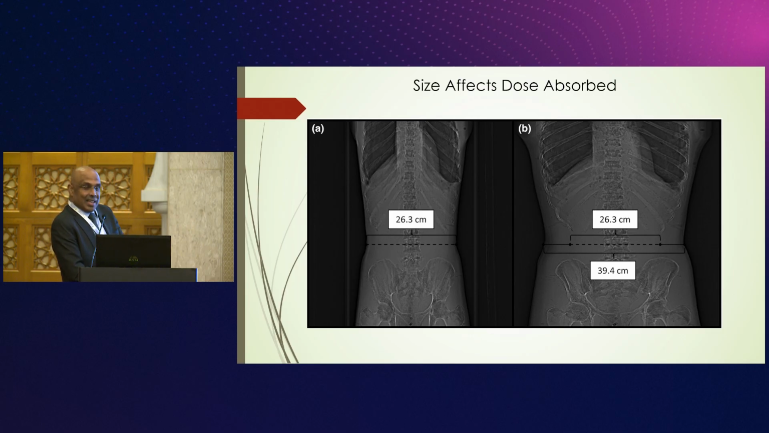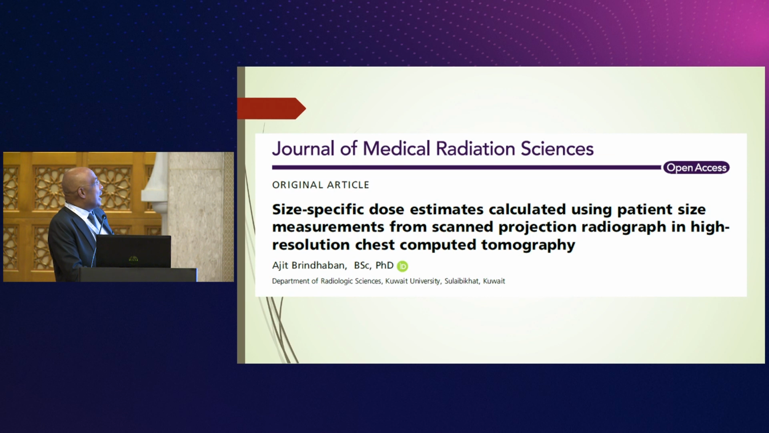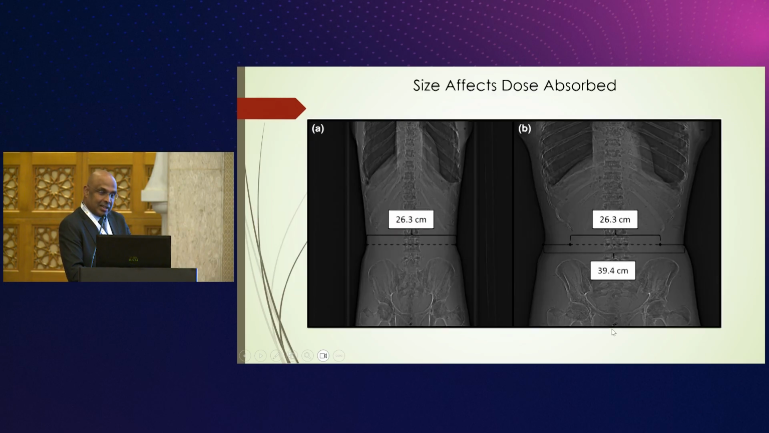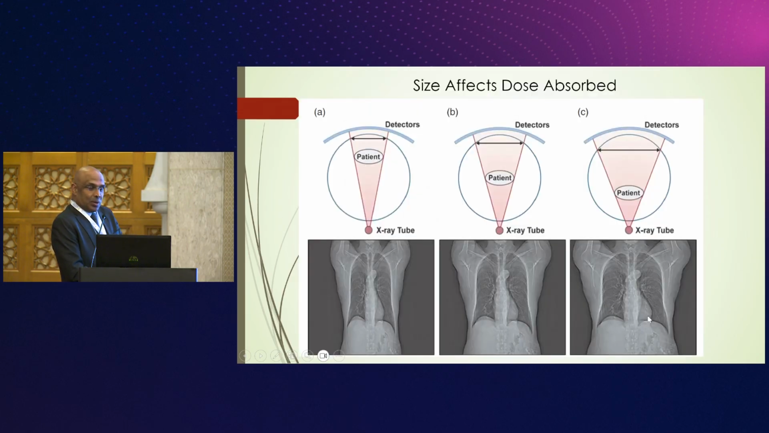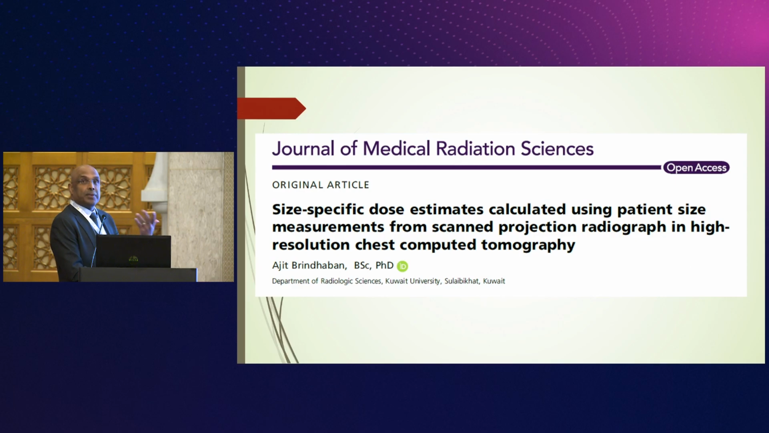So we did a study on size-specific dose estimates calculated from scan projection radiographs, your SCOUT view. The major problem with AAPM's recommendation is that you can only do this after you have done your scan. So even if you want to use water equivalent diameter, you can only do it after you have finished your scan. So it might be useful if we have an estimate before we actually start the scan.